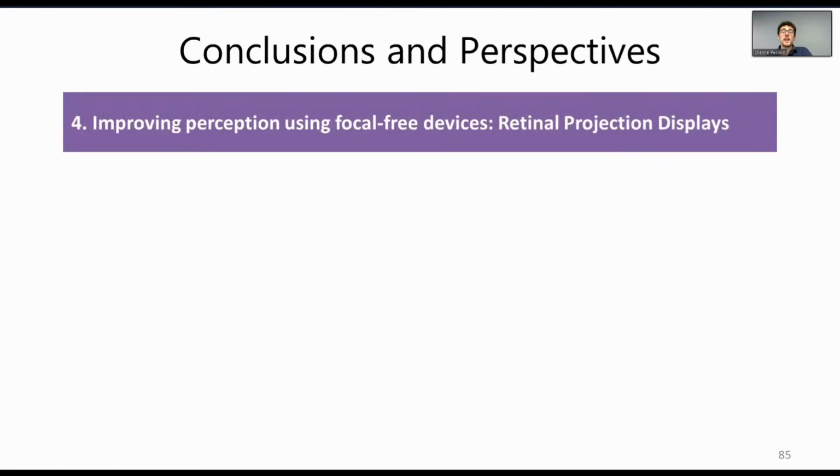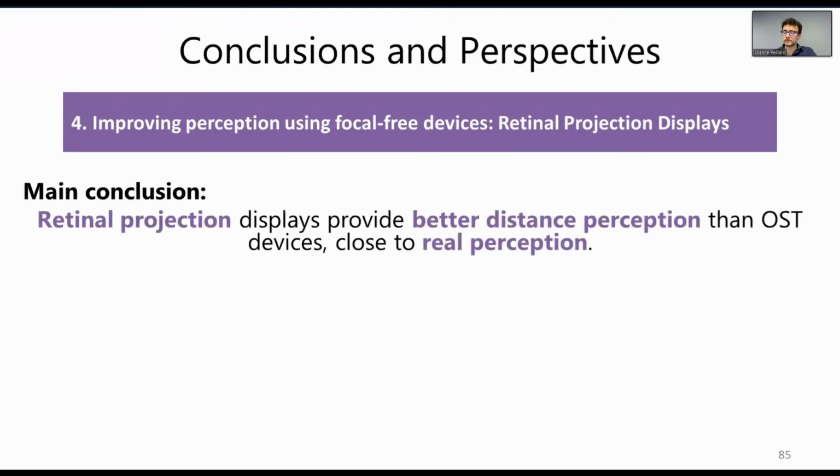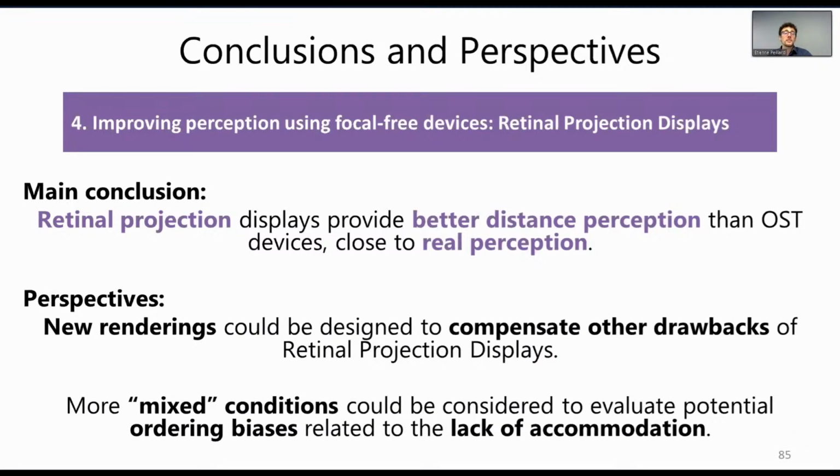Our 4th contribution aims at improving distance perception in augmented reality using focal-free devices, the retinal projection displays. This experiment shows that retinal projection displays provide better perception than optical see-through devices, a perception similar to the real perception. Then, more rendering techniques could be designed to compensate other drawbacks of retinal projection displays. Since these displays have no focal plane, for example, all the virtual objects are always sharp.